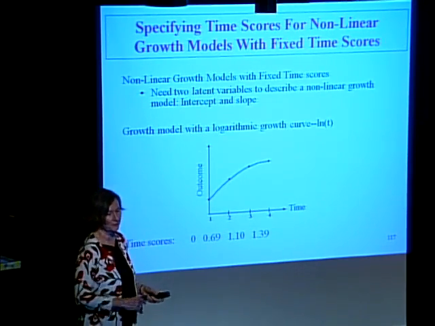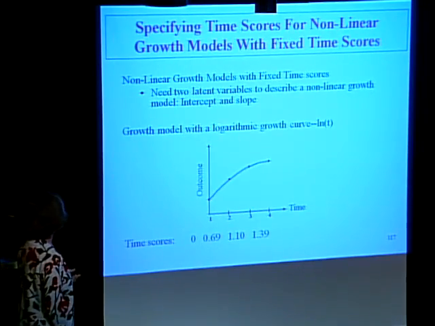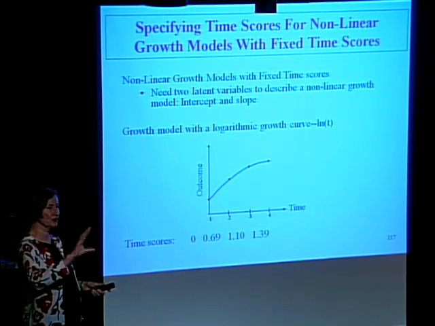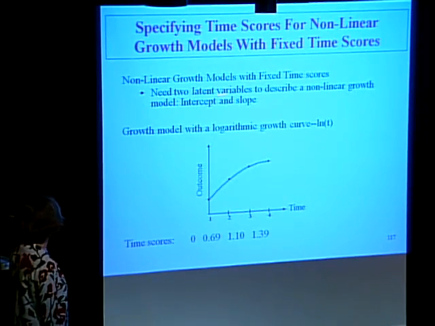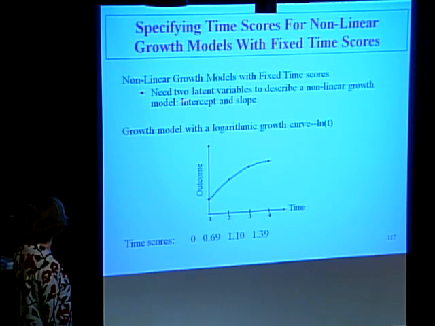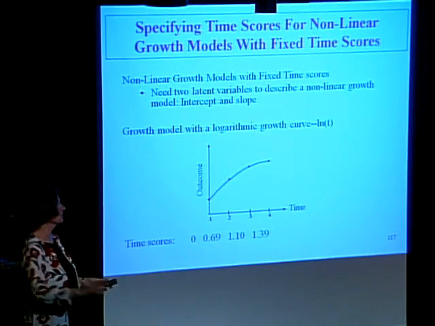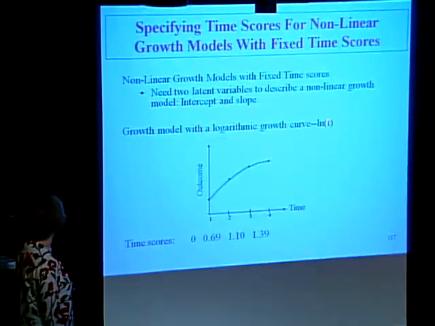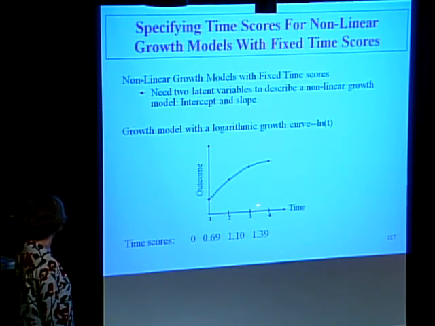Okay. Now we're on to the third way that you could model nonlinear growth. And that's using fixed time scores that fix the time scores at the shape that you're interested in. So you need 2 latent variables when you're describing a nonlinear growth model in this way: intercept and slope. So let's say we have something and we know that it develops according to a logarithmic curve. So what we do is we figure out our time scores by taking the log of time. So time is 1, 2, 3, 4.